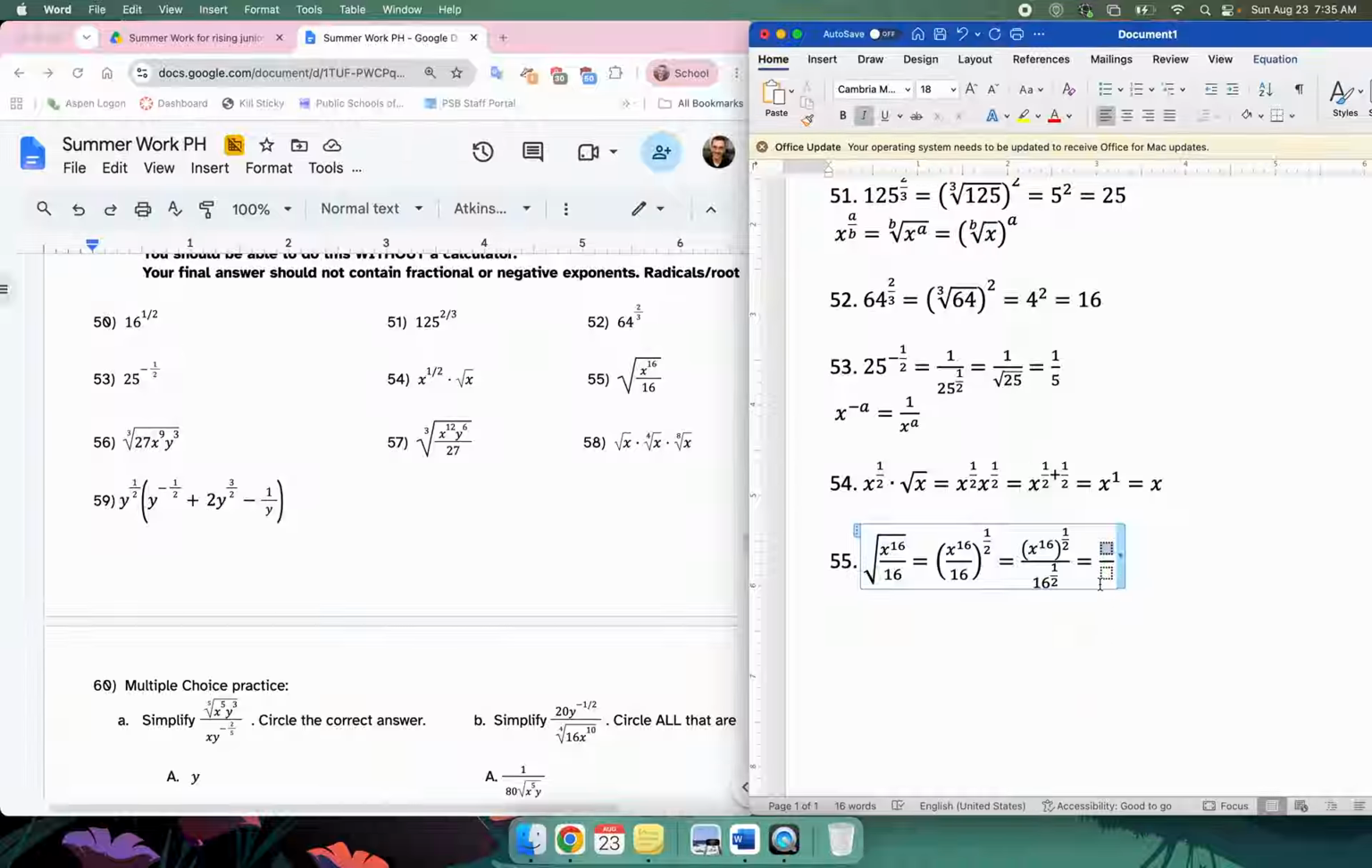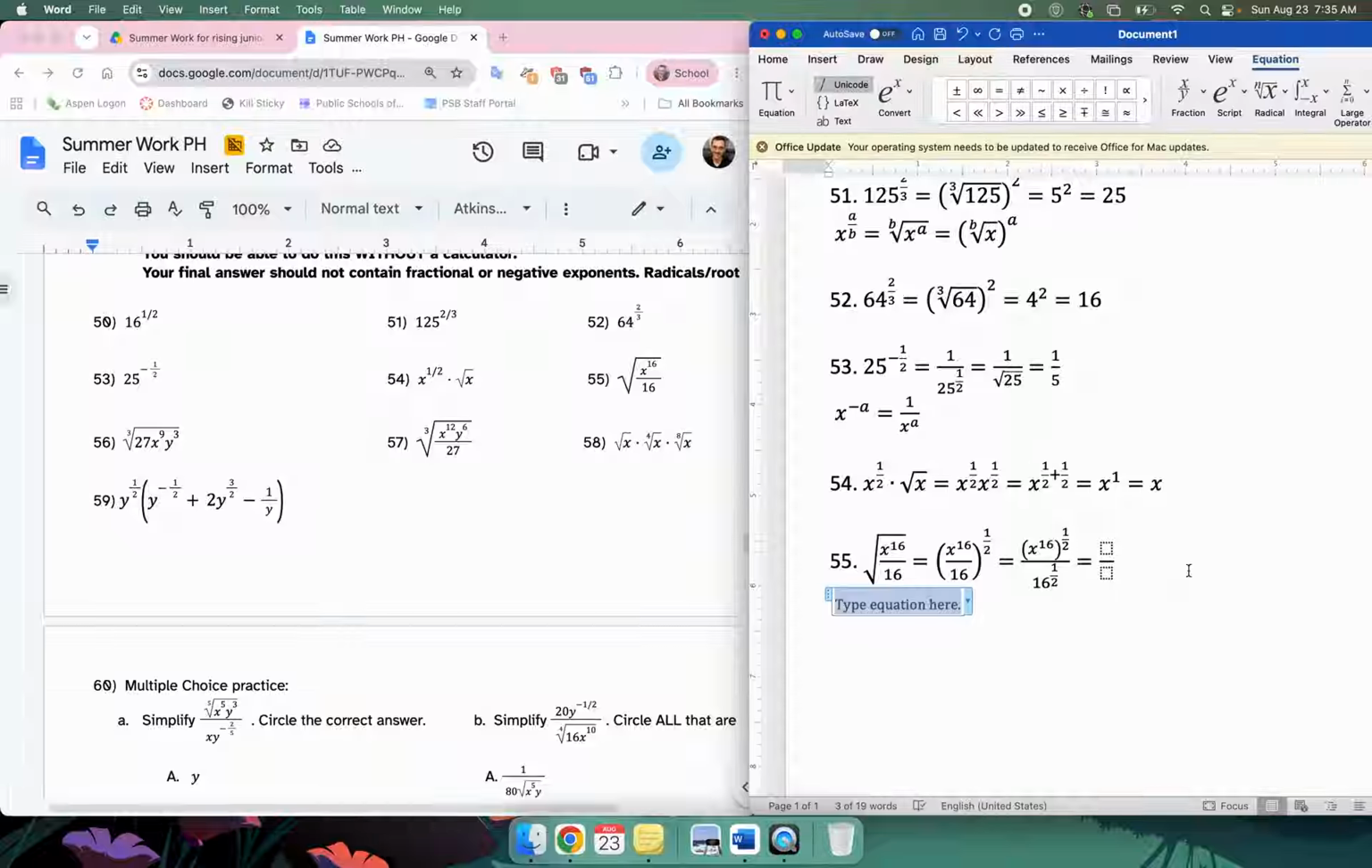In the numerator, I have a power of a power, like x raised to the 16th raised to the 1/2. The exponent rule that you want to be thinking about for that situation is this: a to the b to the power of c, that's like a power of a power. You multiply the exponents in that instance. So that's a to the power of b times c. So in the numerator, I have x to the power of 16 times 1/2.